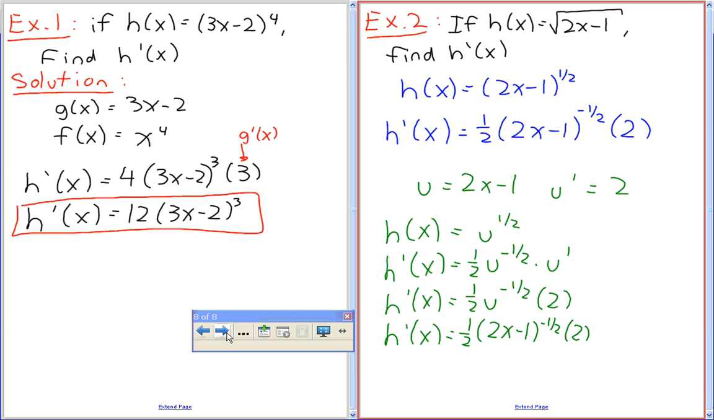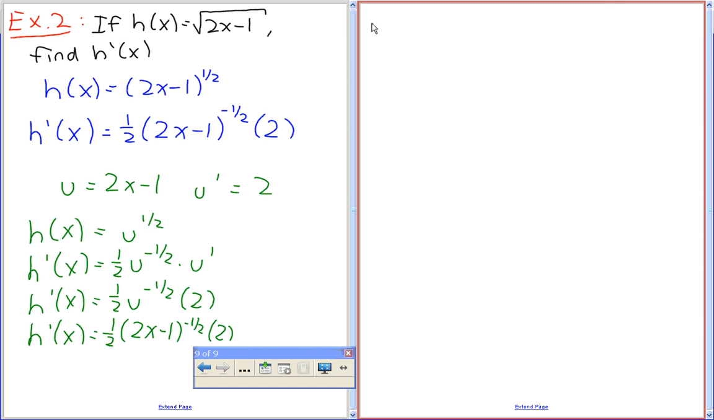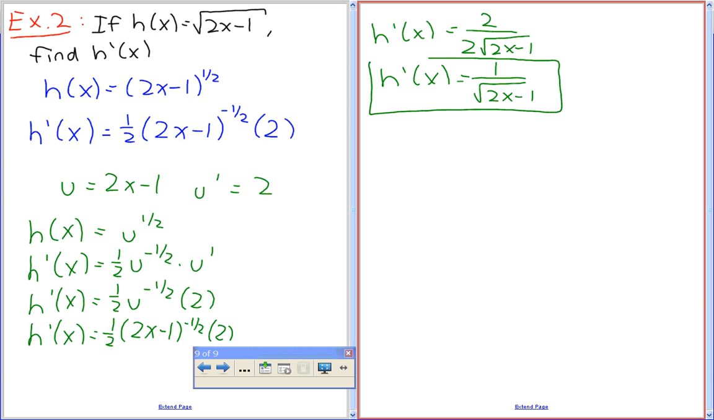See, this is the long method, for those who use the long method. And that turns to h prime of x is equal to 2 over 2 root 2x minus 1. H prime of x is equal to 1 over root of 2x minus 1. Okay, so that was the long method in green.